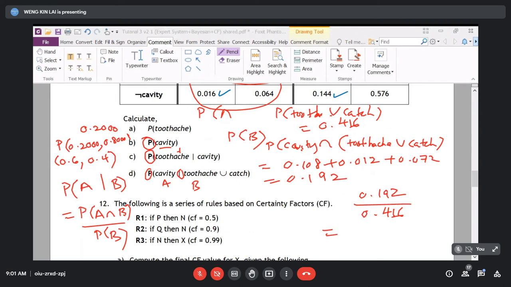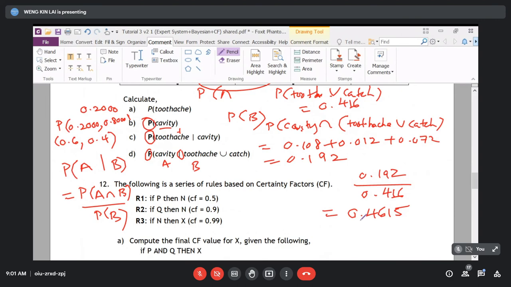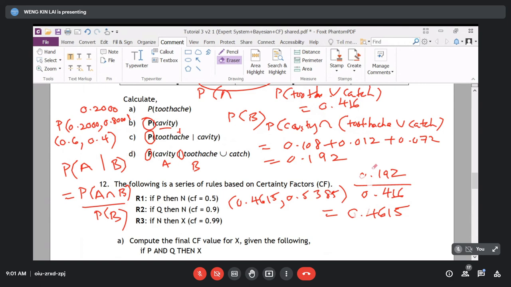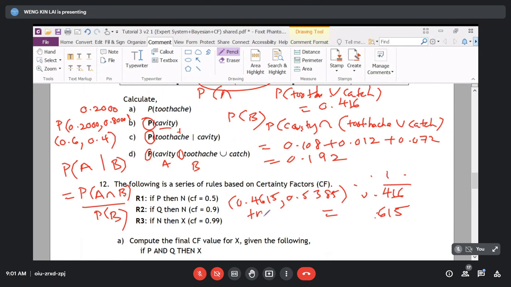what's the value? So it should be, I get, okay. So this is, again, a sort of a vector. So it will be 0.4615. Don't forget the next part, which is the fourth part. 0.5385. Right, so it's 0.4615 and 0.5385 because this is true and this is false.